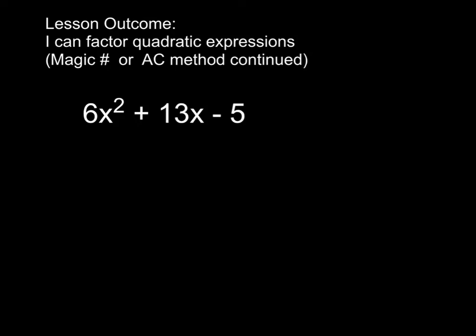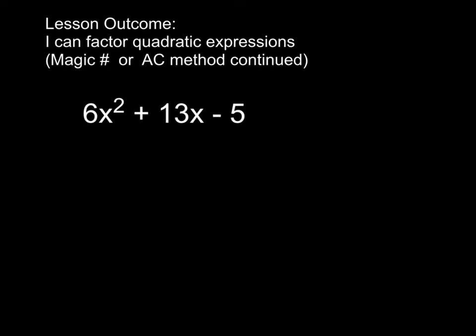The lesson outcome for this video is I can factor quadratic expressions, and this is a continuation of magic number or the AC method, whichever one you want to call it. Okay, so we have 6x squared plus 13x minus 5. I'm going to walk through this example again with you. Make sure you're following along, writing the steps down, pausing and rewinding if you're like, wait, what just happened there? And then on the next screen, I'm going to have you try a couple of them on your own in your notes, and I'm going to check those the next time we meet in class.